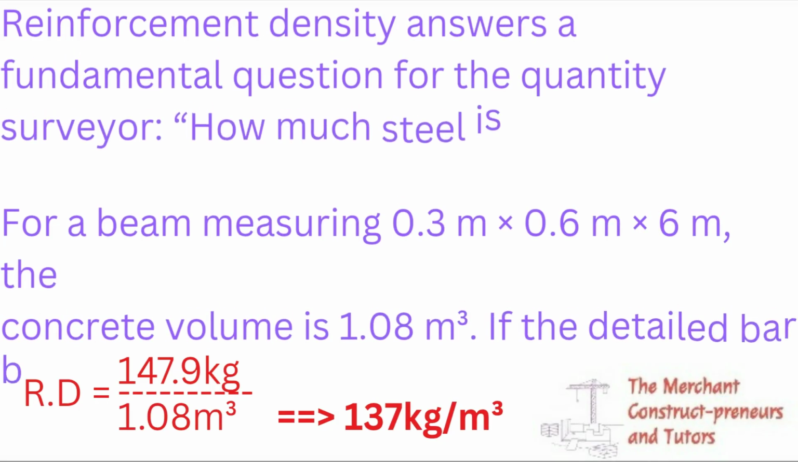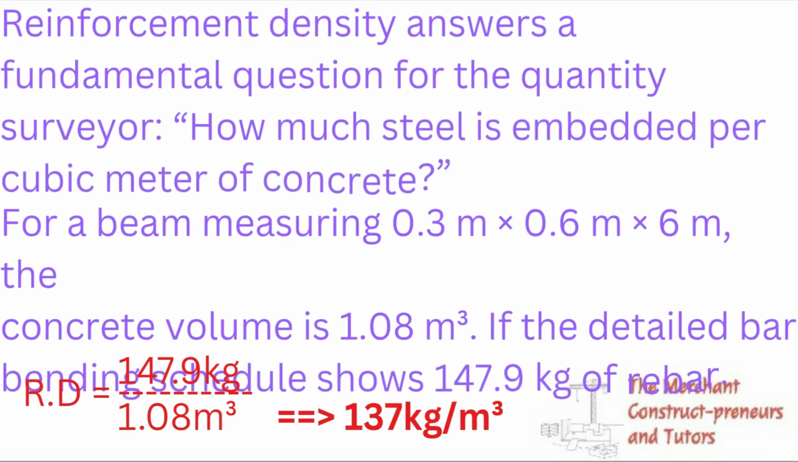Now we are going to look at this. The reinforcement density answers the fundamental question for the quantity surveyor: how much steel is embedded per cubic meter of concrete. So if I have a concrete of this dimension, like a beam of 0.3 by 0.6 by 6 meters, the concrete volume is length times breadth times height, but then the detailed bending schedule is showing that it has 147.9 kilograms. So what you have to do is divide the total weight by the volume of concrete. When you divide it, you have 137 kilogram per meter cube. That's the reinforcement density. That is how much steel is embedded in this.